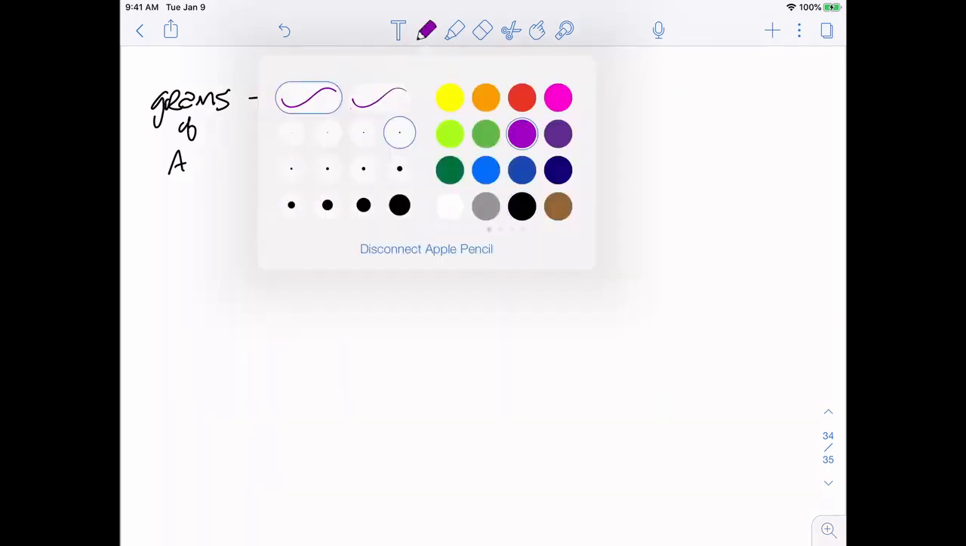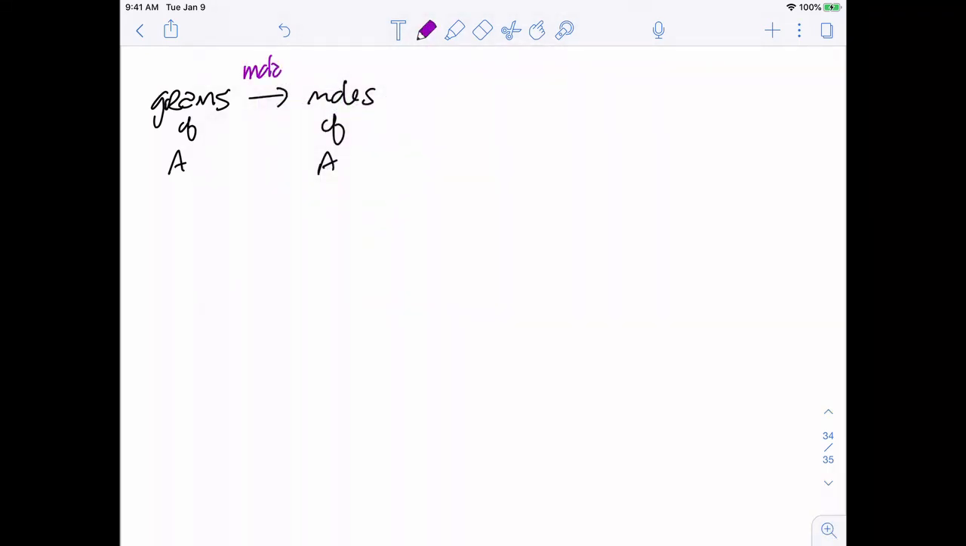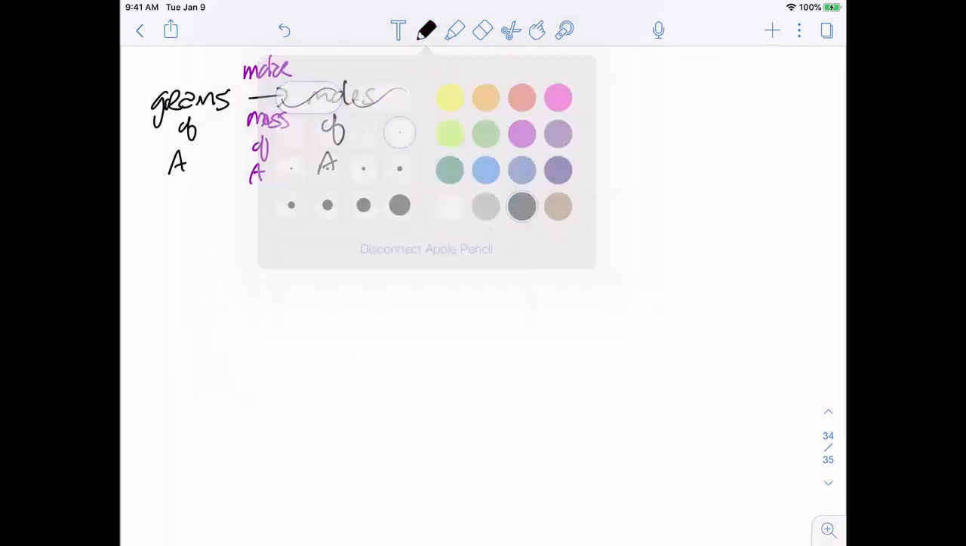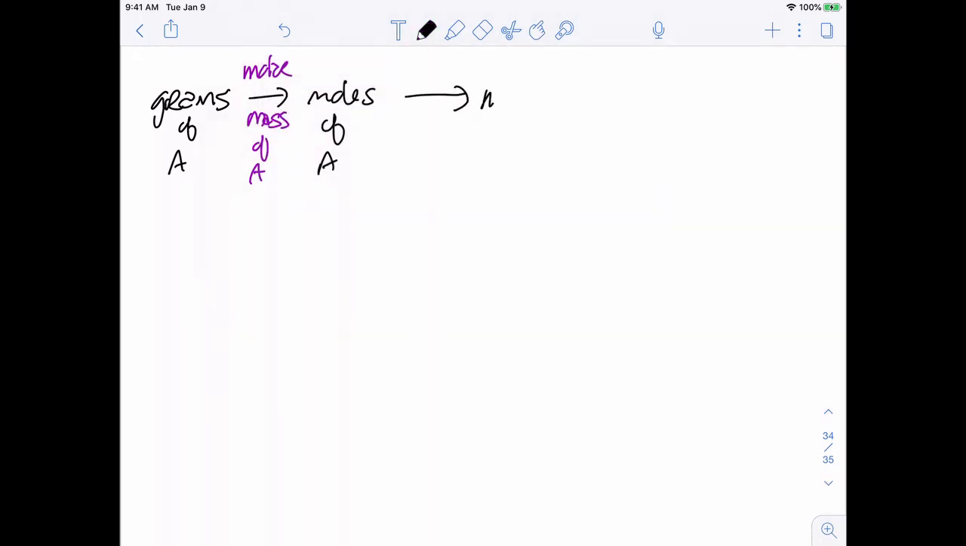Remember, molarity is moles per liter, so we can use it to convert between moles and liters. Molar mass is grams per mole, so we use it to convert between grams and moles. So just the stoichiometry we'd done in the past: we had grams of A, and then we converted it to moles of A. We did that using the molar mass of A.